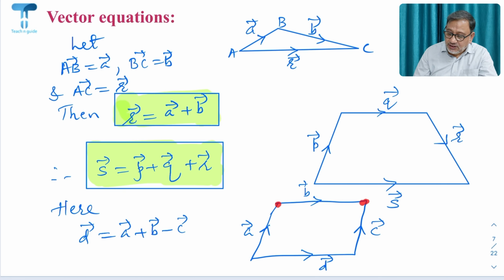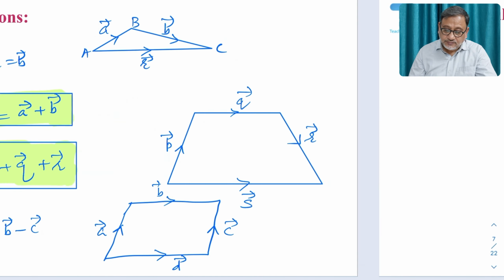So C is exactly in the opposite direction. So C is starting here. So what I will do, I will take negative of vector C, and then they will be in order. So vector A, vector B, and negative of vector C will be like this, and that will give me vector D. Okay, I hope you understood this.